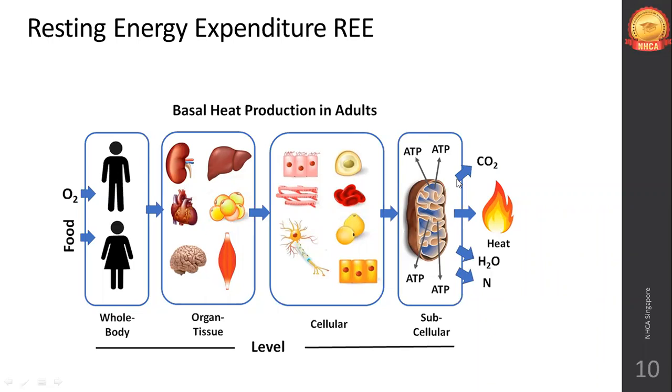The heat is generated when ATP, adenosine triphosphate, becomes adenosine diphosphate, from tri to di, from three phosphate ions to two phosphate ions. When the splitting of the phosphate ion takes place, that's when energy is released. Energy, or you can call it heat, is being released.